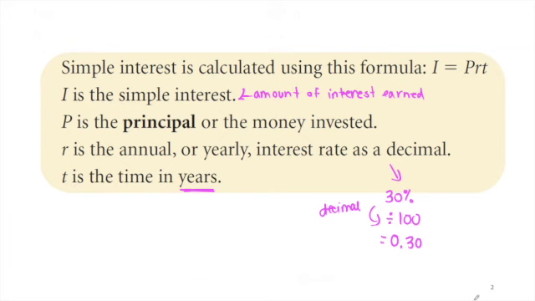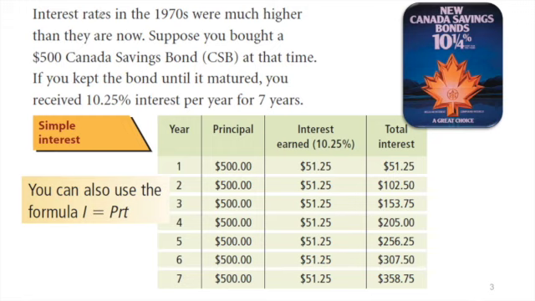Okay, so let's go over an example. Interest rates in the 1970s were much higher than they are now. Definitely, we would never get a 10.25% interest rate now. You're looking at more like a 2%, 1%, 0.5%. Okay, so suppose you bought a $500 Canada savings bond at that time. If you kept the bond until it matured, you received 10.25% interest per year for 7 years.